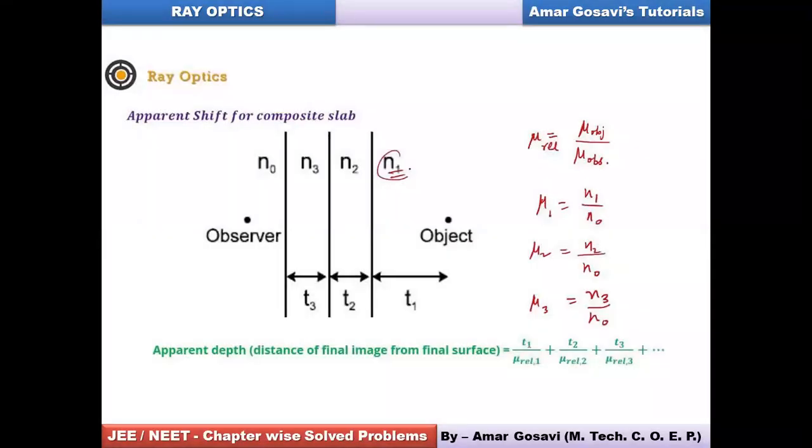So here you can see the total apparent depth. You can find it out from the distance of the final image from the final surface. So you talk about t1, you talk about the relative refractive index n1. You talk about t2, the refractive index for the second medium, t3, and so on. So there can be n number of mediums, but here there are only three. Therefore, the formula incorporates only three terms. Had there been four, there would have been a fourth term. So this is how you can analyze layers to get the apparent depth, basically.